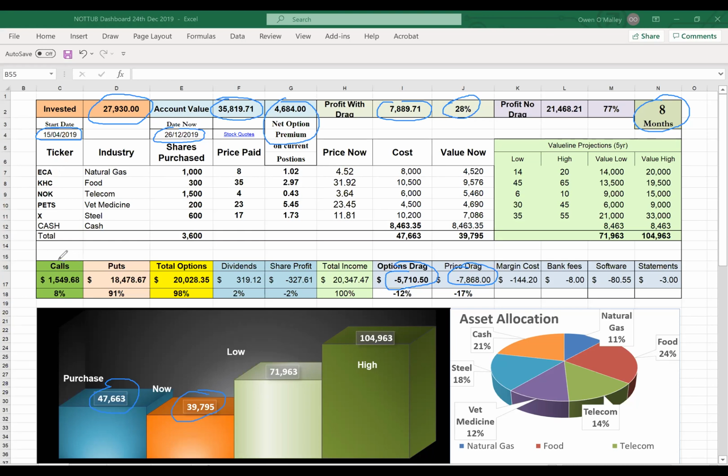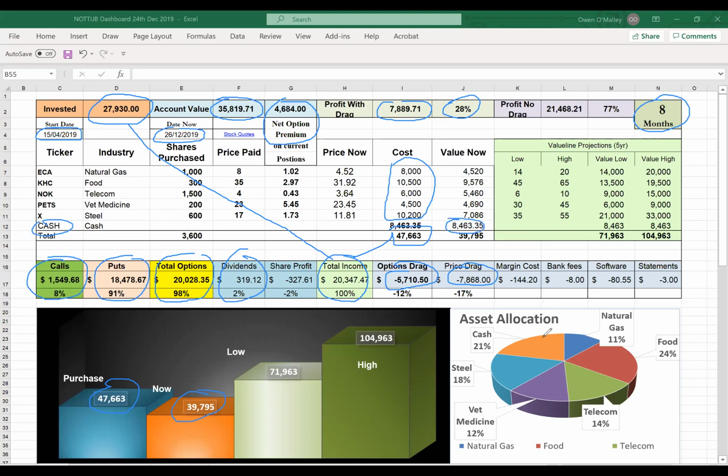If you take a look at the total call income, the total income on all positions traded in the last 8 months is 1,500. The total put income is 18,000. So therefore the total option income is 20,000. Total dividends is 319. And therefore the total income between call income, put income, and dividends is 20,000. The initial investment of 27,000 plus 20,000 income has allowed this account to invest 47,000 in the total cost of all the shares. And this account is currently sitting on a cash value of 8,400 as well.